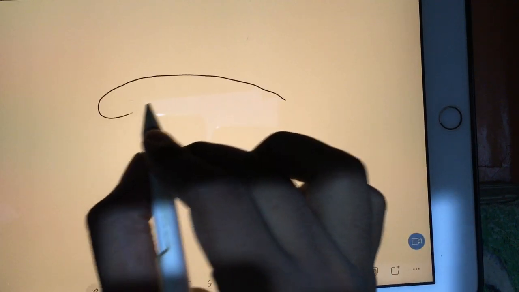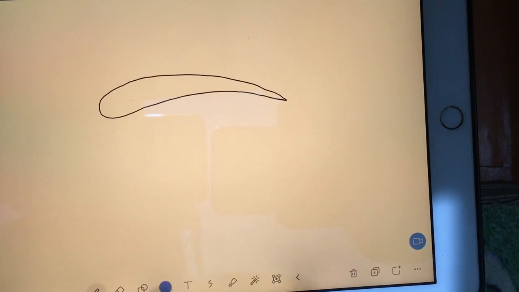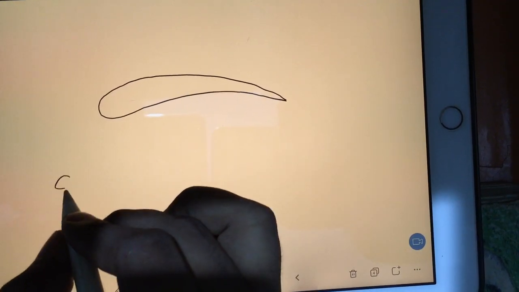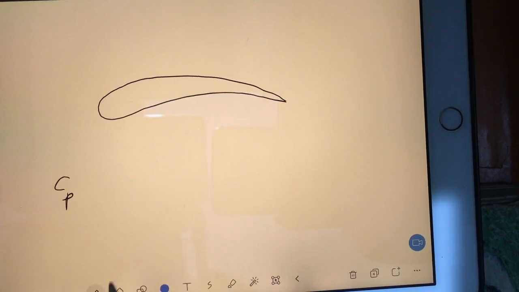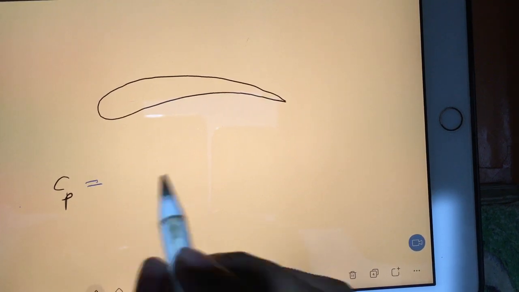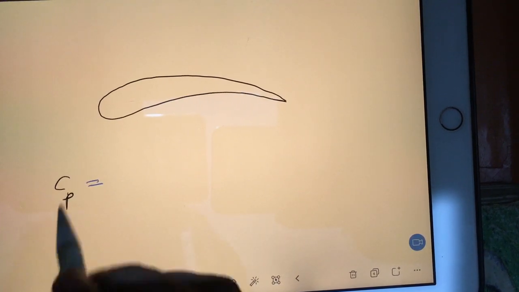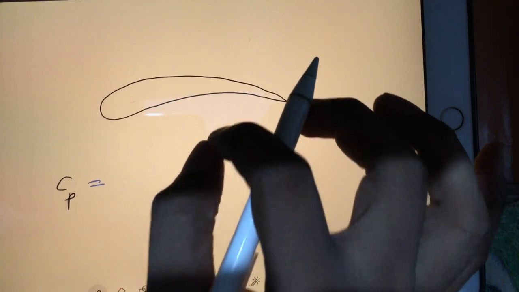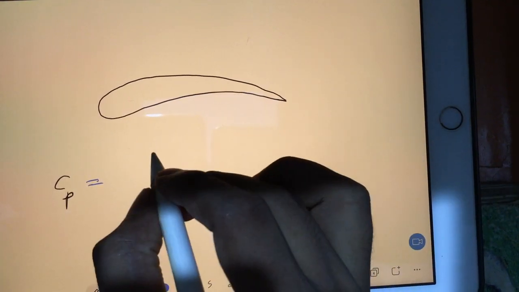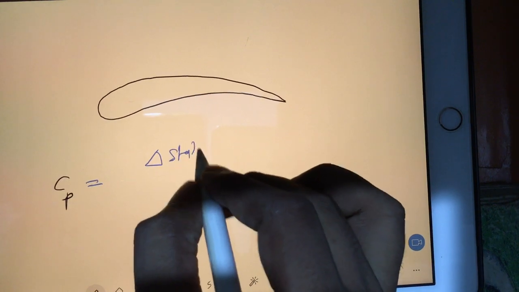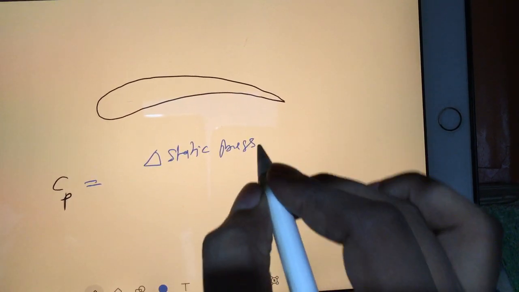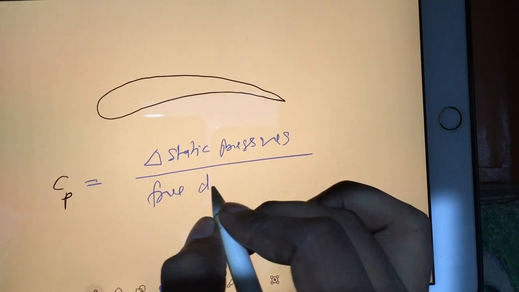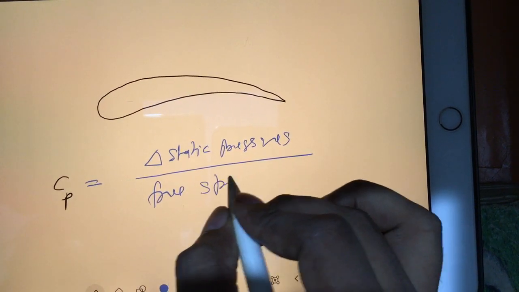So here we go. We got our airfoil. Now see, our job is to understand CP, pressure coefficient. Actually, pressure coefficient is a ratio. It is a ratio of the difference of static pressure divided by dynamic pressure. Difference of static pressure divided by free stream dynamic pressure. I will explain everything, don't worry.